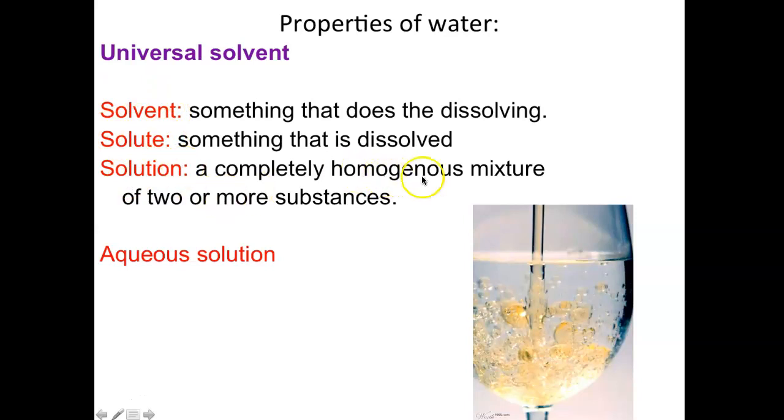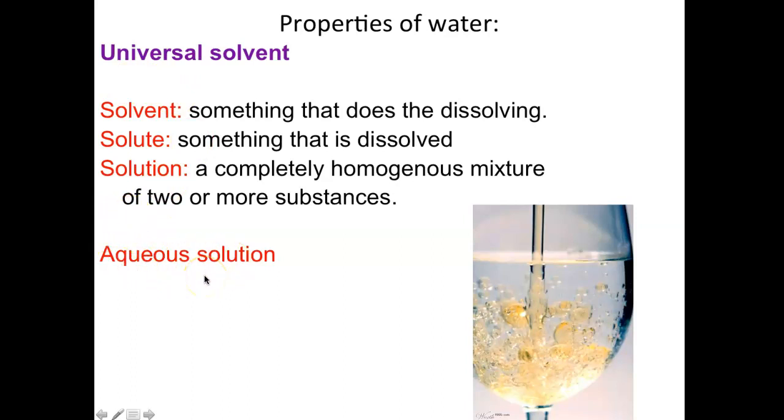It's completely homogeneous. What homogeneous means is you don't have like a pile of Kool-Aid at the bottom. It's evenly mixed. Okay, and then the word aqueous solution, aqueous means water, so it's just a solution that has water as its solvent. So anything we talk about in biology class will be an aqueous solution.